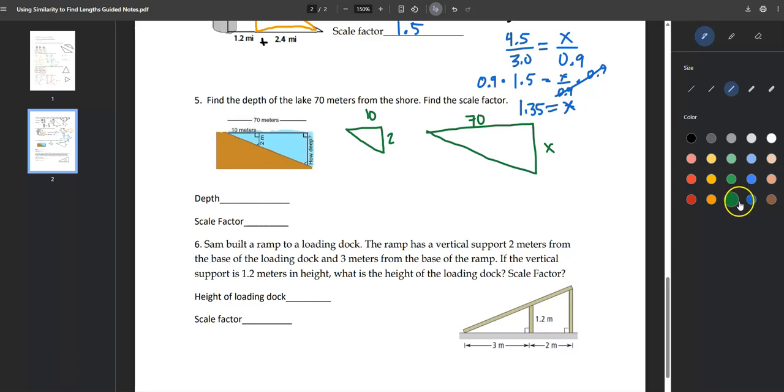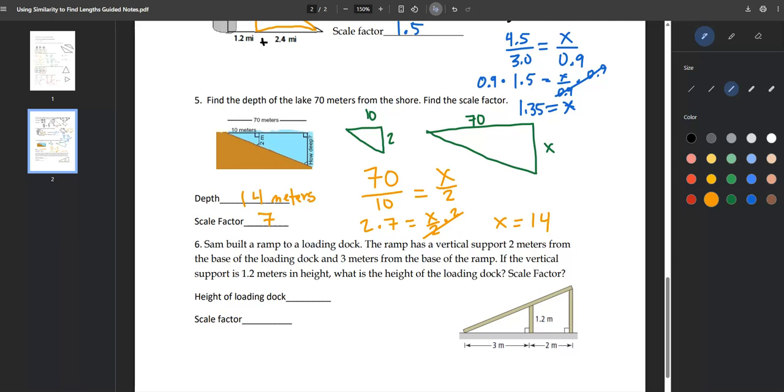Okay, so let's do this. So for this one, there's my x, so I'll start with 70 over its corresponding side, which would be 10, and then that's going to be equal to x over 2. 70 over 10 simplifies to 7. That's my scale factor. And then I have times by 2. That cancels out, and I get x is equal to 14. So that'll be your depth, and it'll be 14 meters as well.